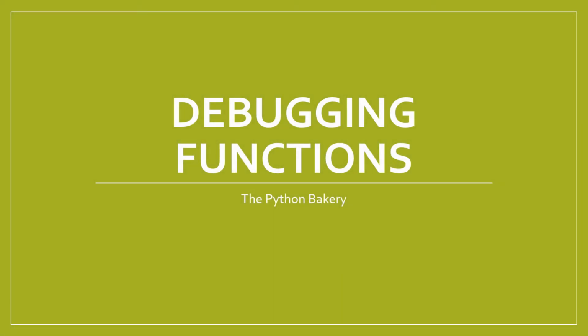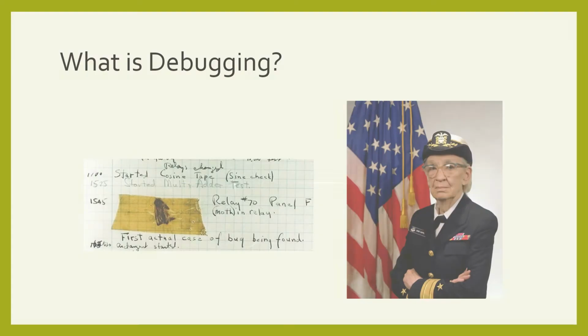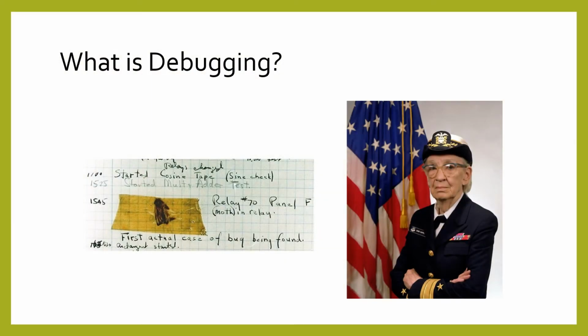Debugging functions. When a program doesn't work, we say that it has a bug in it. When we get rid of bugs, we call it debugging. The first actual case of debugging a computer program was when Admiral Grace Hopper found a moth trapped inside of a relay of the Mark II computer. Nowadays, our bugs don't usually involve live insects.